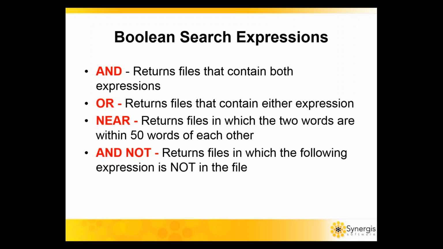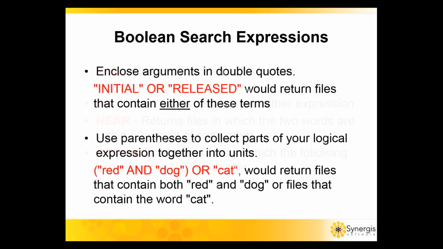Near will return files where the words are within 50 words of each other. So it's actually doing a logarithm to figure that part out. And then and not, which will return files where the following expression is not actually in the actual file. So there's a couple different options in that area. The expressions used, here's just a couple of examples.